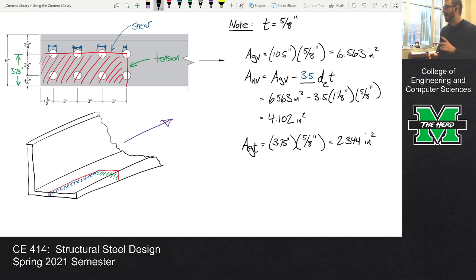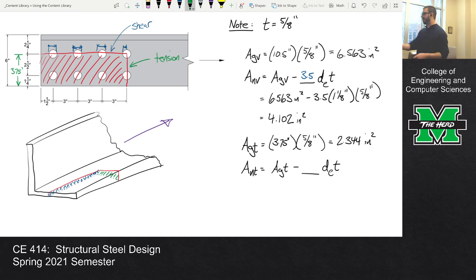All right. Now, I want somebody else in the chat. I've seen a lot of people respond. I want somebody who hasn't responded. Okay. ANT is going to be AGT minus some number of holes, diameter times the thickness. Somebody that hasn't responded yet. How many holes are we going to subtract from the gross area in tension to get the net area in tension?